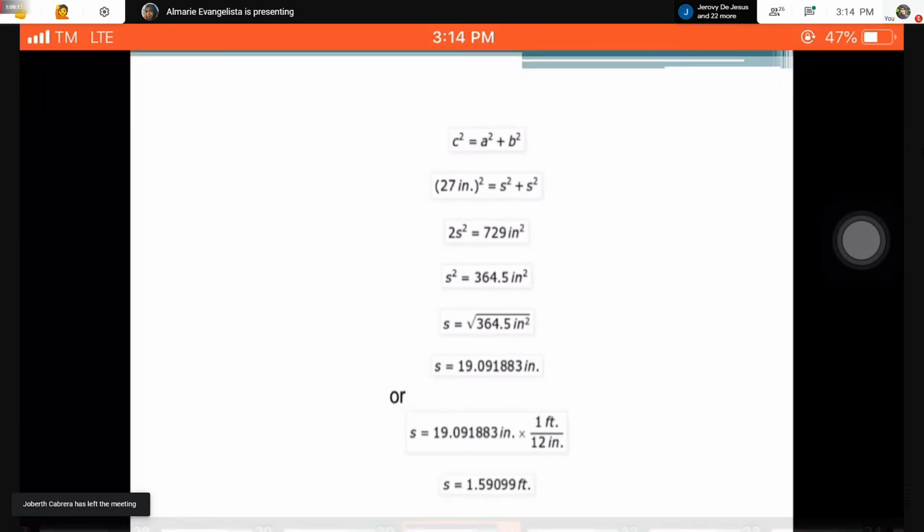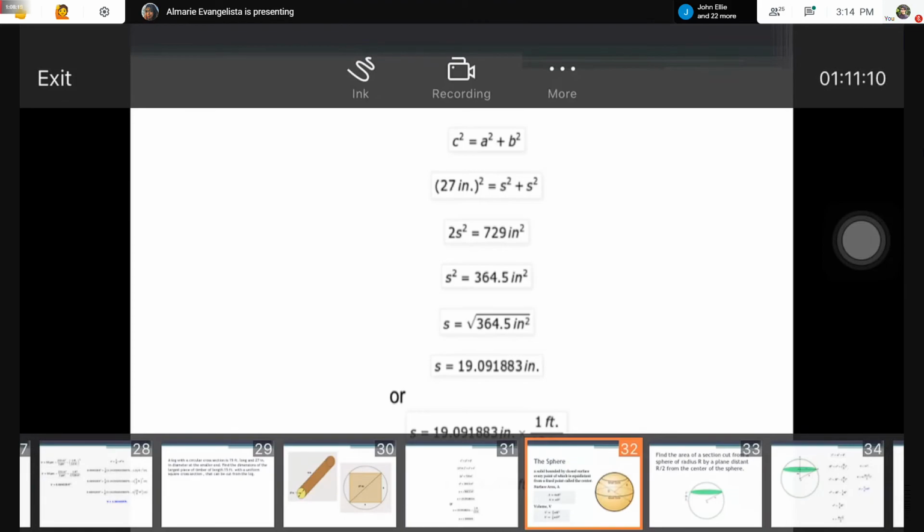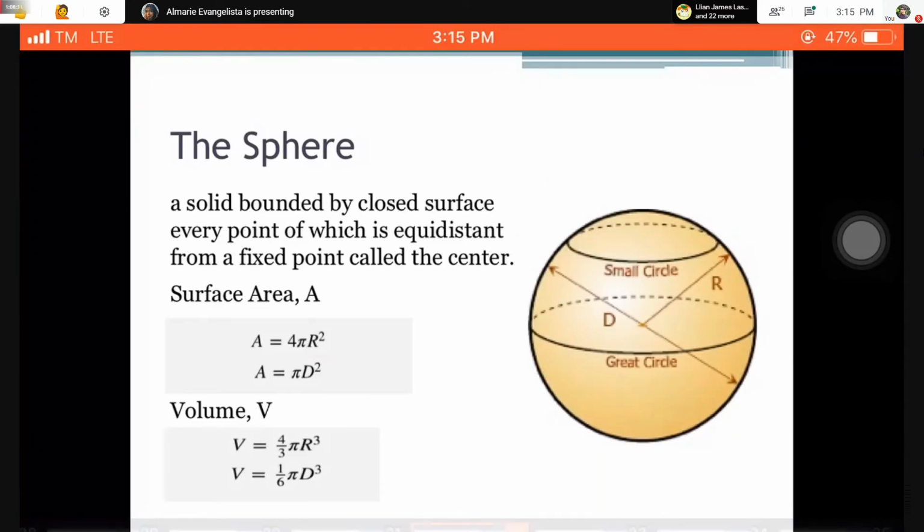Hala, last na pala tayo. Nasa last na tayo ng topic. Eto, kita nyo guys? Sphere. Familiar naman na kayo sa sphere, no? Ito yung nakita na natin, ang globe. Ayan, sphere.